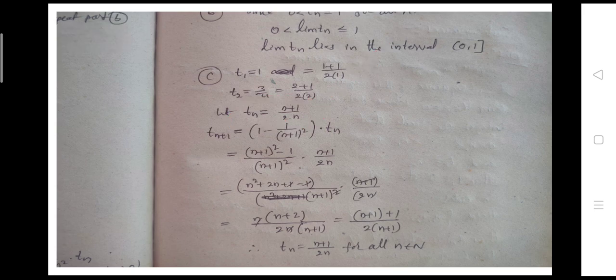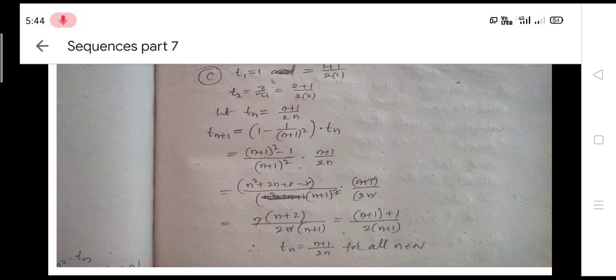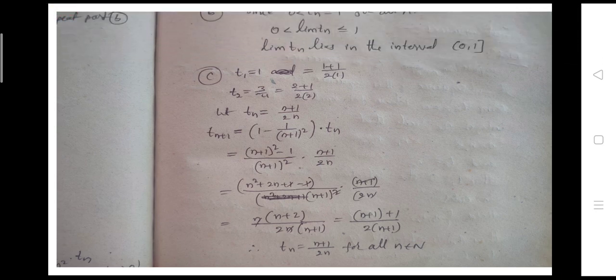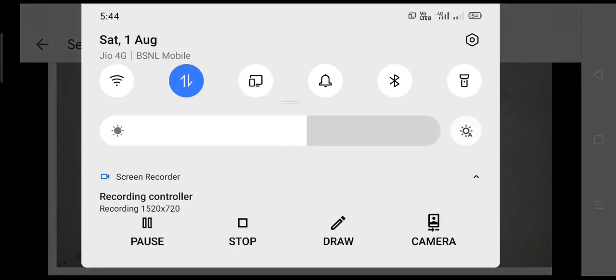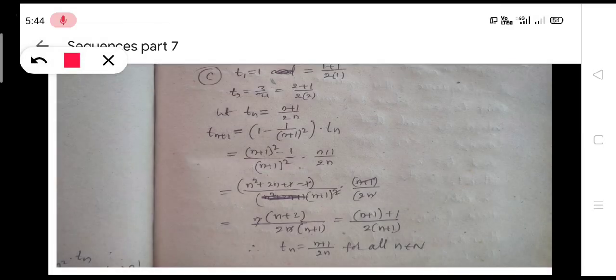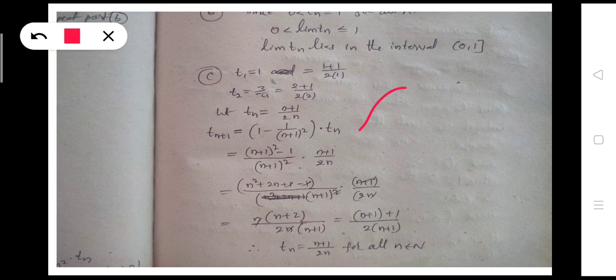So what about Tn plus 1? Tn plus 1 is also given. Tn plus 1 is equal to 1 minus 1 by n plus 1 whole square into Tn. Now simplifying this equation, n plus 1 whole square minus 1 by n plus 1 whole square into Tn, where Tn is equal to n plus 1 by 2n. Expanding n plus 1 whole square, that is n square plus 2n plus 1 minus 1 by n plus 1 whole square into n plus 1 by 2n. N plus 1 gets cancelled. Minus 1 plus 1 is cancelled.